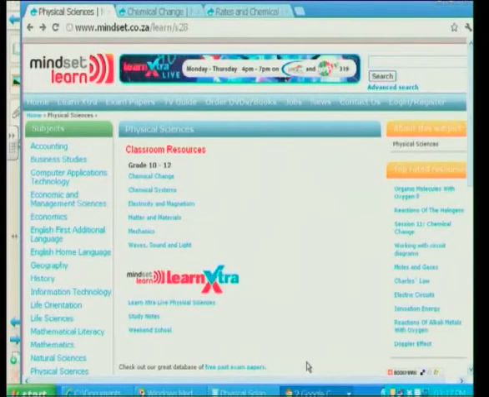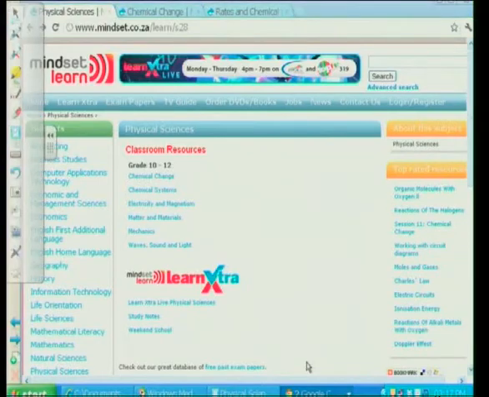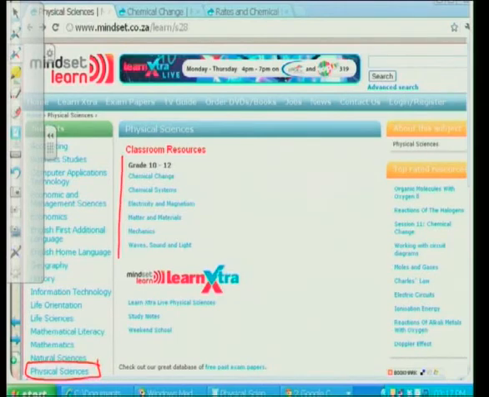And I'd like to show you some of those resources by looking at some video which I've downloaded, and I'm going to show you where to download it first of all. So the first thing to do is to recognize that if you go to the Mindset website and you choose physical sciences as a section, so you click on physical sciences on the home page, it will open up into these critical areas or core knowledge areas. If you then select chemical change for grades 10 to 12, then you will get to the next section.